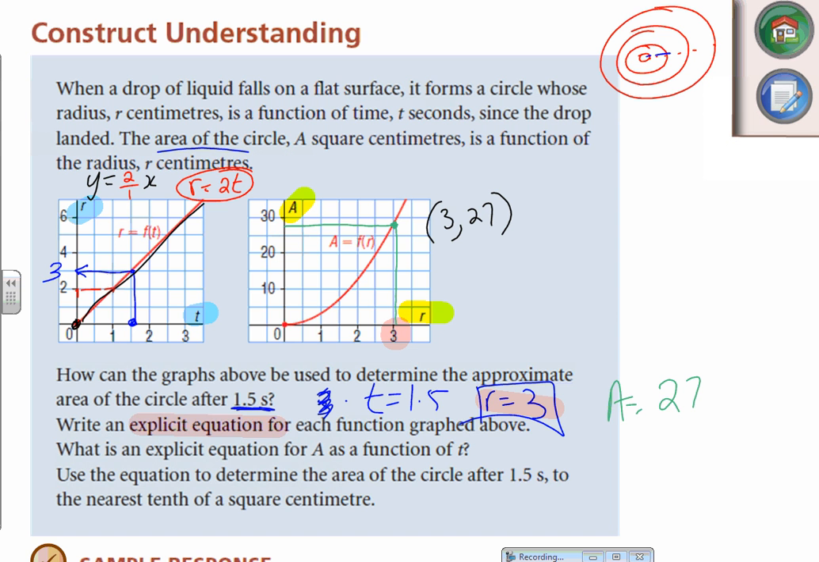Second one, hey, that's a parabola. Interesting thing here, though, we don't have to try to find the equation of that parabola. This is talking about area. We know that the area of a circle is pi r squared. Oh, wait a minute, that's the equation of this parabola.